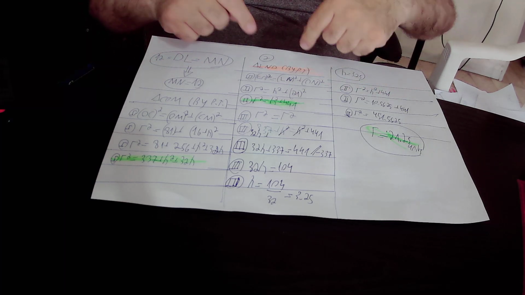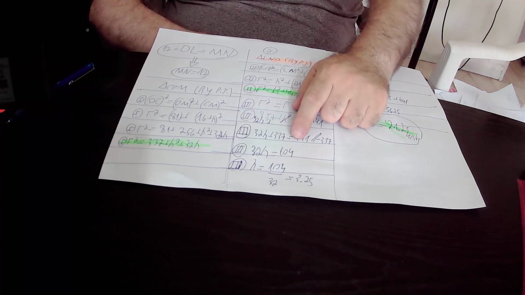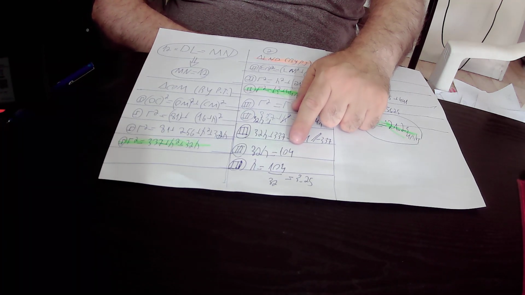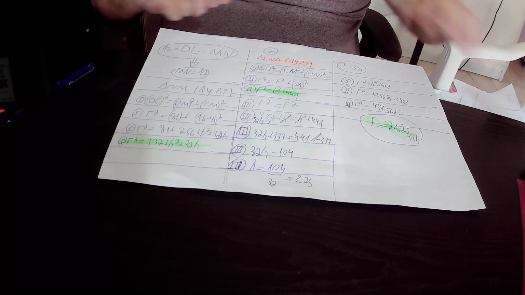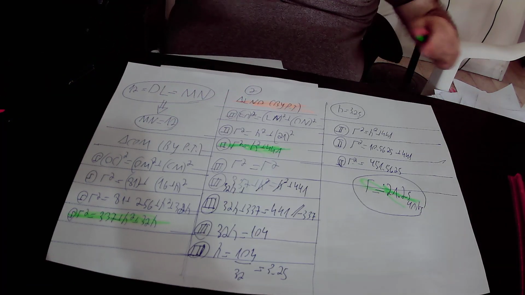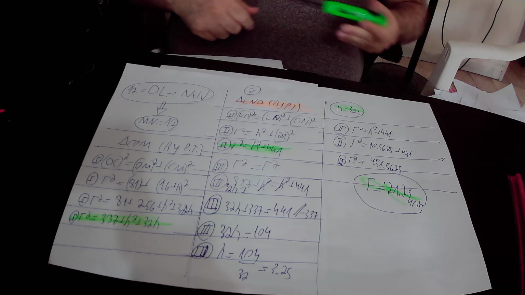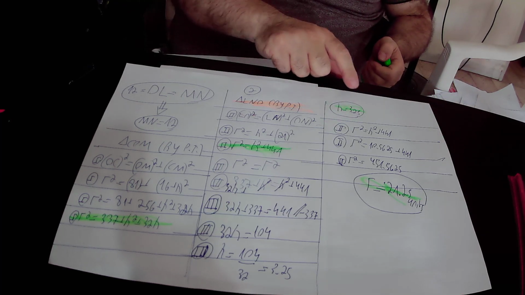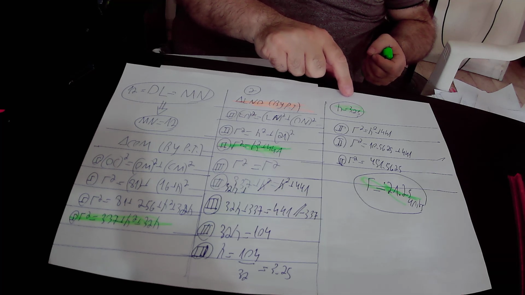We divided equation number 3 by 32, and finally we found out that H equals 104 over 32, that is 3.25. So H equals 3.25 units. Then we substituted H square in equation number 2 by 3.25 square, because H equals 3.25.